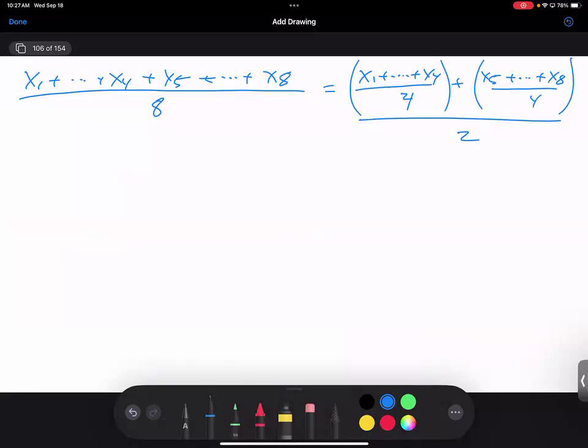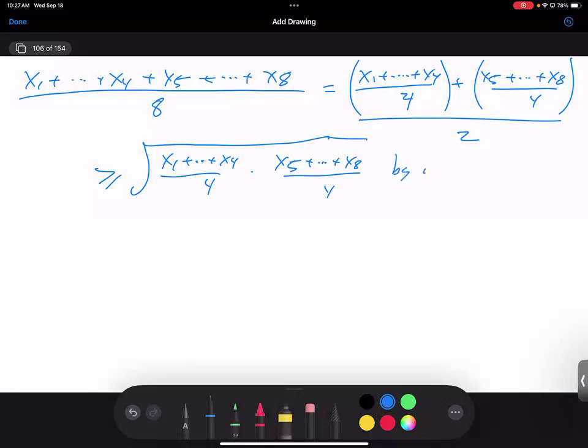And so now I can use the arithmetic geometric mean with just two items. So this is going to be greater than or equal to the square root of x1 plus dot dot dot plus x4 over 4 times x5 plus dot dot dot plus x8 over 4, by AMGM with n equals 2. Now what do I do? So what should I do now? Okay, there's two ways I can do the same thing. Do I want to break this up so each one is a sum of two things, or do I want to just use the fact that I now know the AMGM for four things?